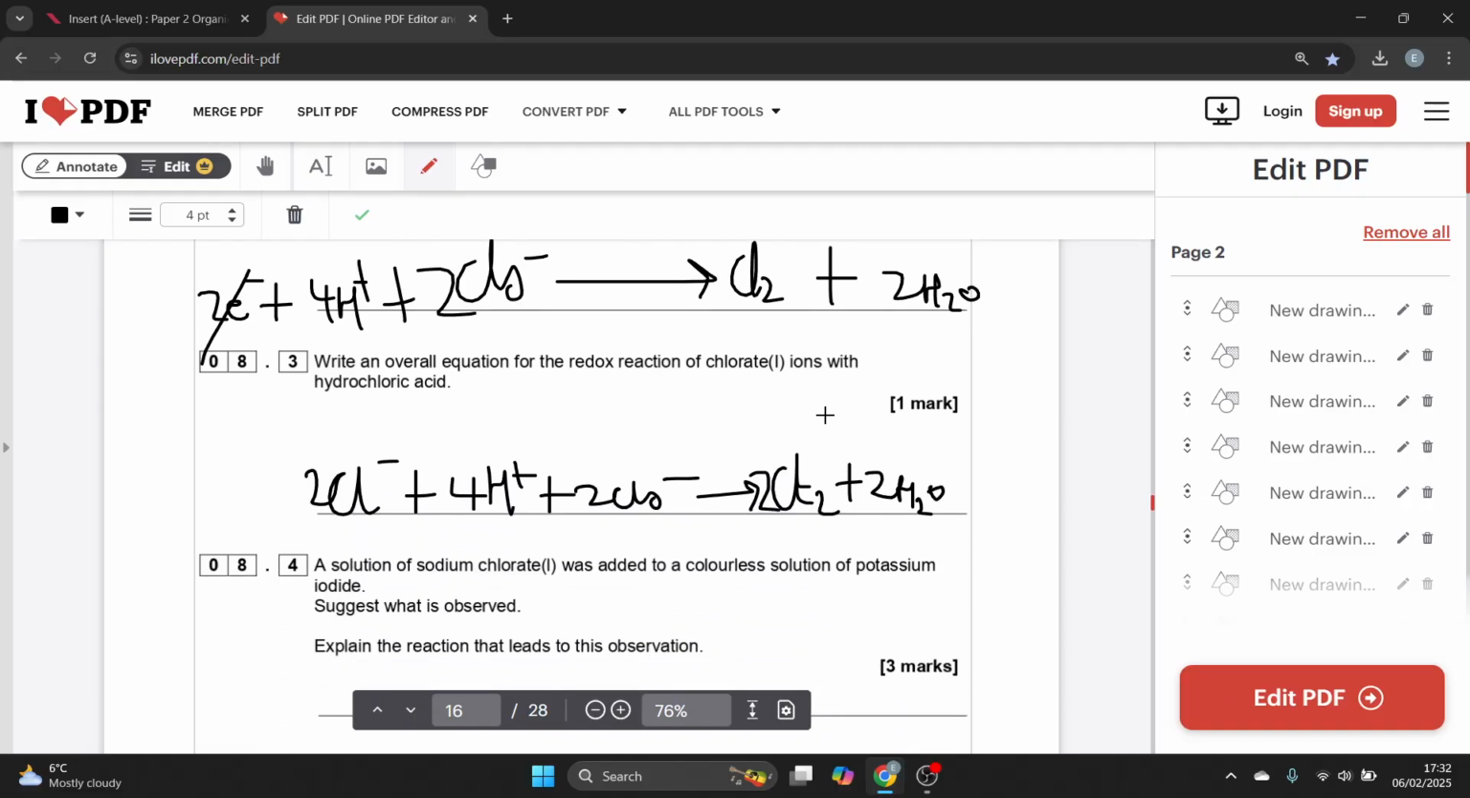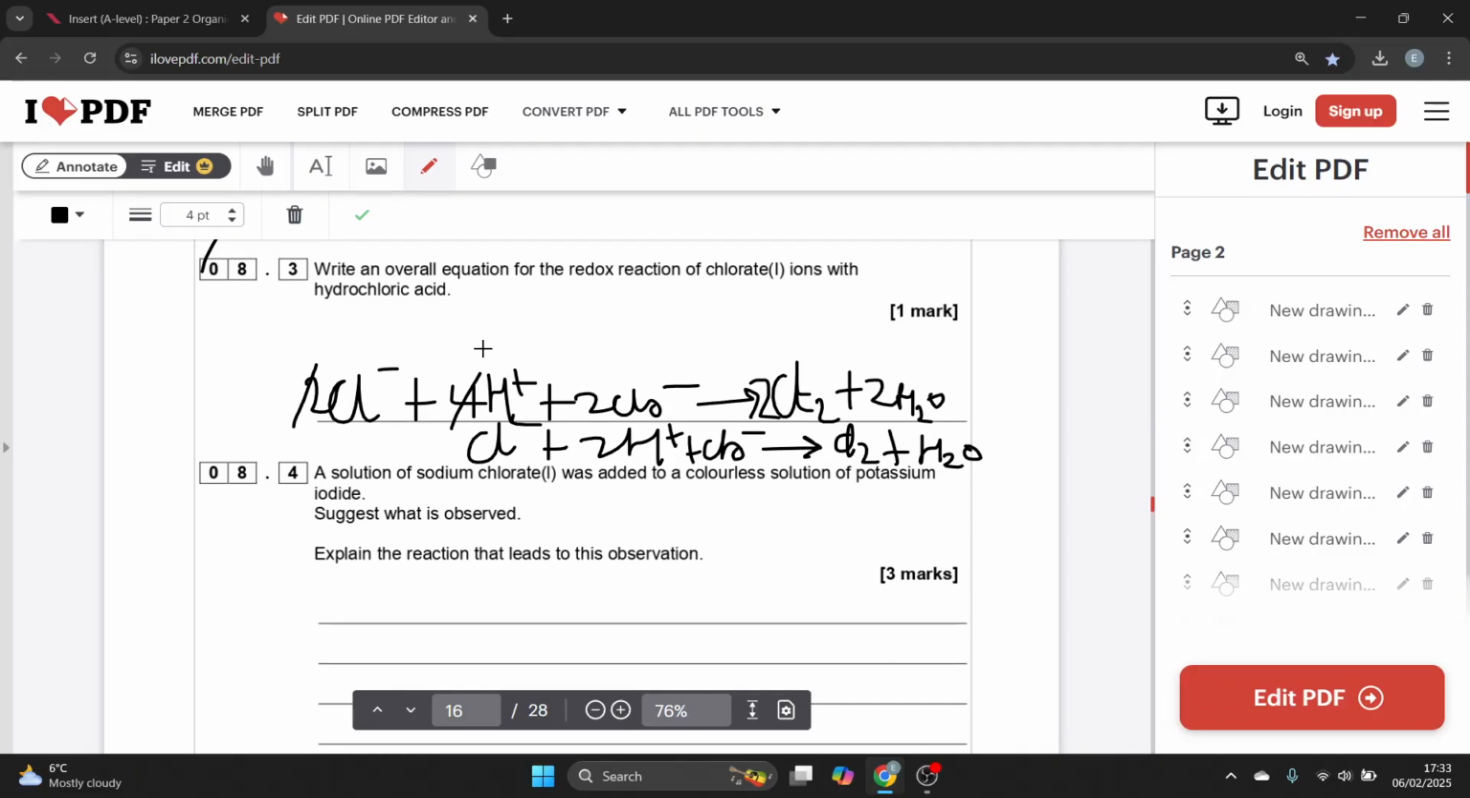And most students will leave it like that, including myself, until I fell for the mistake. All of these are divisible by 2. That's 2, that's 4, that's 2, that's 2, that's 2. So all I need to do now is put it in its simplest form. So it's going to be Cl- plus 2H+ plus ClO- gives Cl2 plus H2O. Don't fall for that mistake. It's very, very easy to fall for.